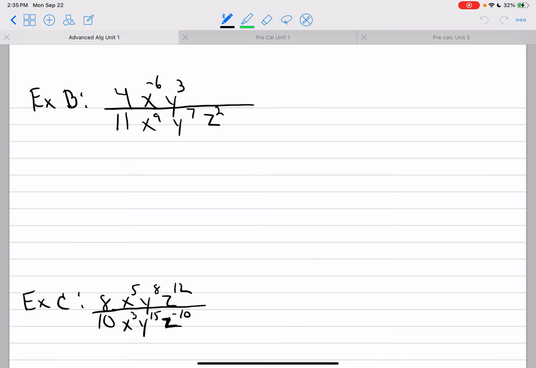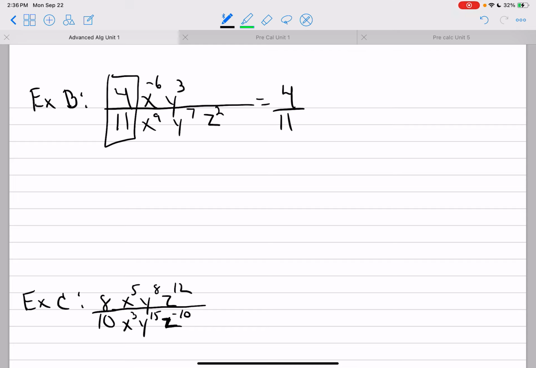Why don't you try part B now before me? See if you can make this happen. Pause it here, try part B. Do what you think you need to do. Cool, hopefully you did that. You looked at this and said, let me take this regular fraction and simplify it. And you realize, oh snap, I can't. 4/11 just stays 4/11.